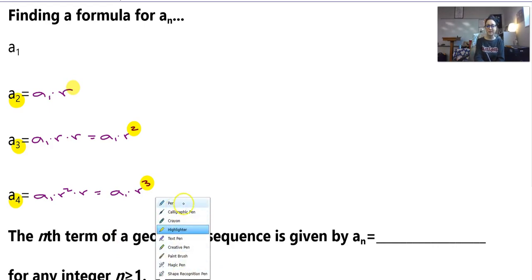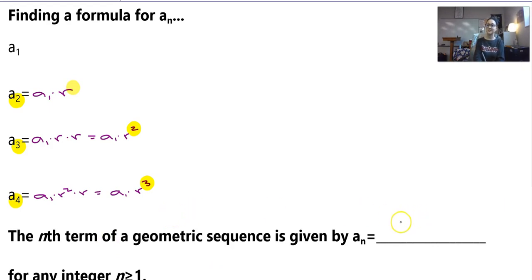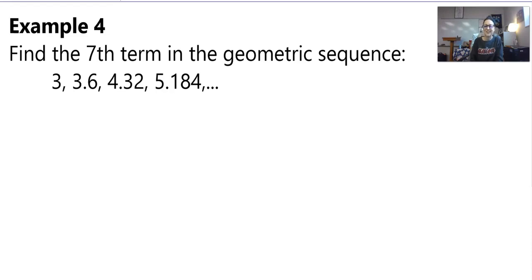Okay, so if I want to find my 100th term, how many times do I need to multiply by r? 99 times, right, which would be r to the 99th power. So in general, to find the nth term, I'm going to start with my first term, and then I'm going to multiply by r n minus 1 times. So it'd be a sub 1 times r to the n minus 1. Make sure you've got this written down for geometric sequences. First pause on the screen, go ahead and copy example 4 for me, and then we'll do it together.